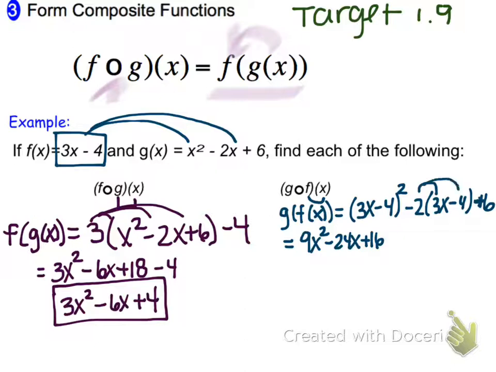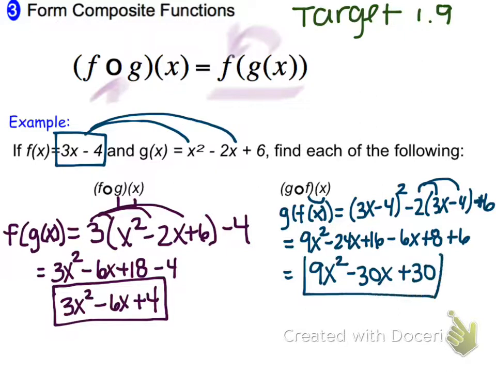We'll distribute the 2, so we get minus 6x plus 8 and a plus 6 out at the end. Looking for terms to combine, it looks like our x squareds don't combine with anything, but I have negative 30x's, and I have positive 16, positive 8, and positive 6, and it looks like that totals up to be 30. And there's our final answer for g of f of x.